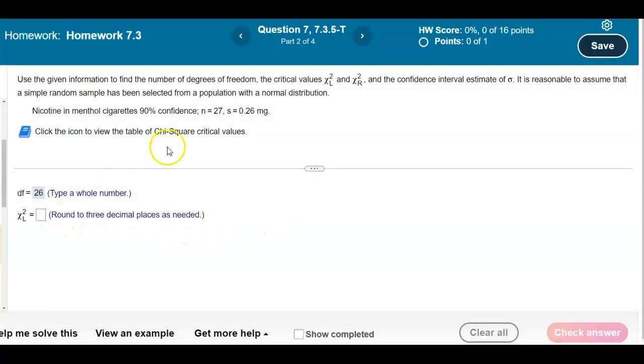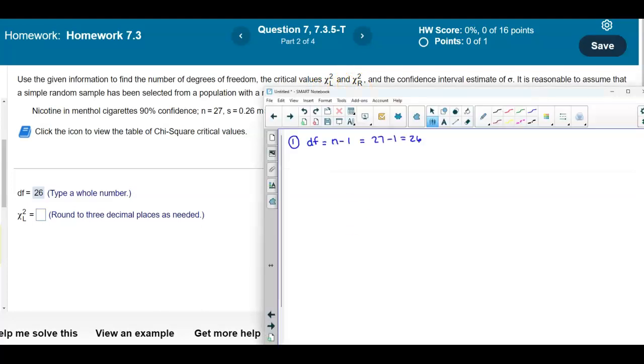Okay, now we need to find the critical values chi-square on the left and chi-square on the right. In order to find the critical values, we first need to look at the confidence level. Well, the confidence level is given to be 90%. So alpha is going to be 1 minus 0.90 as a decimal, and that gives us 0.10. And then we're going to take alpha divided by 2. So 0.10 divided by 2 gives us 0.05.